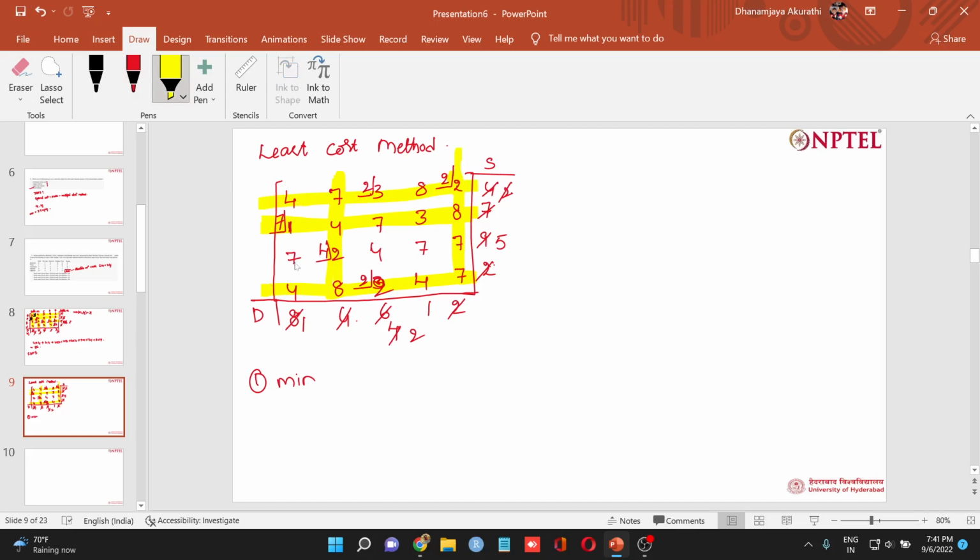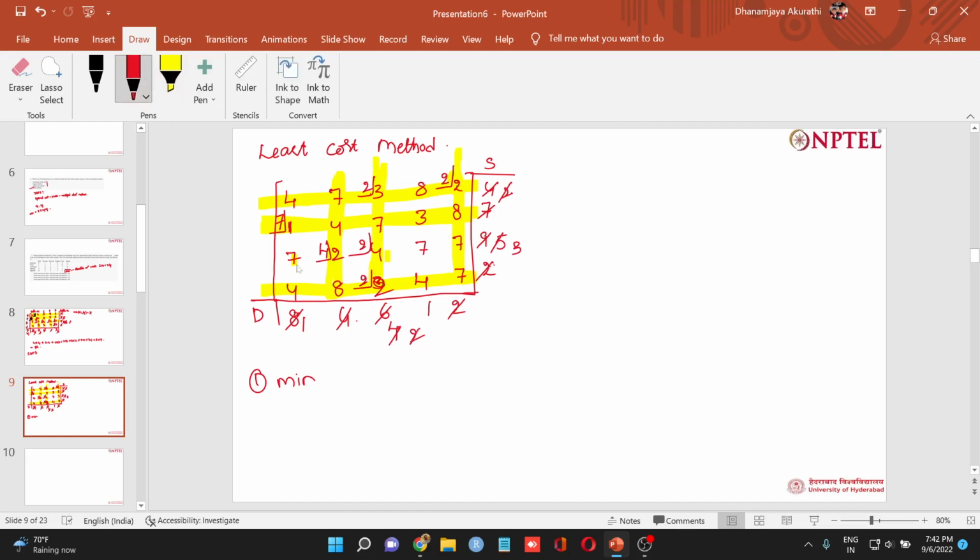And the remaining values are 7, 4, and 7. So the minimum is 4, and the corresponding b_j value is the minimum, so assigning it here. This corresponds to the column, so again I'm crossing out this column.